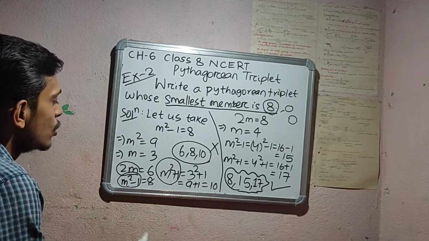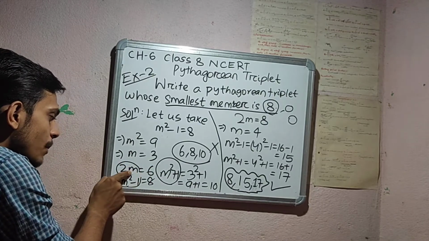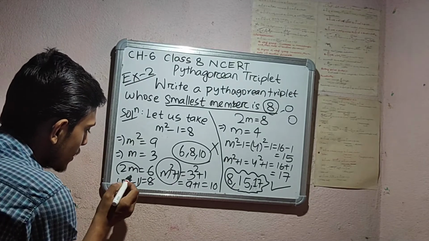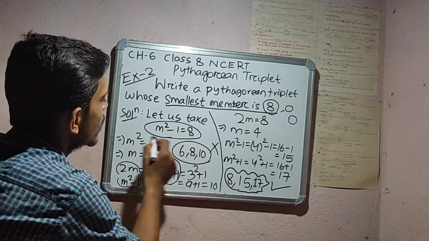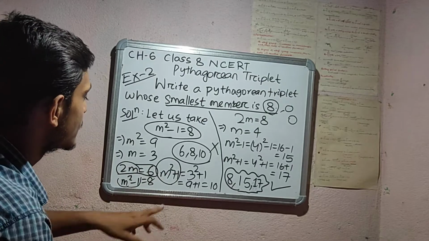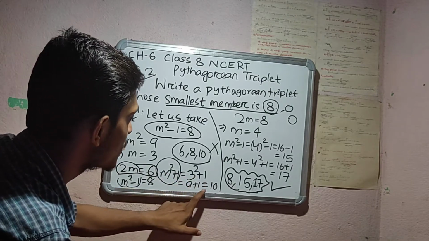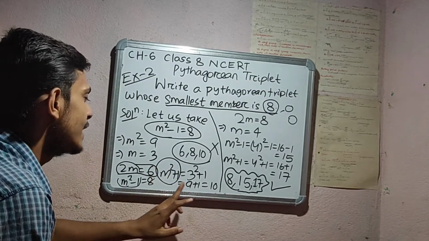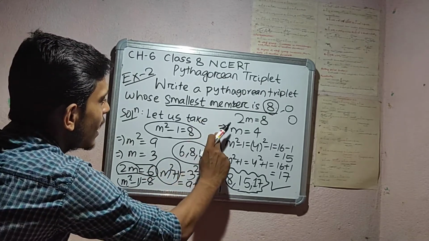If m equal to 3, then 2m equal to 6. Then m square minus 1 equal to 8, which we already took. Then m square plus 1 is 3 square plus 1, that is 9 plus 1, which is 10. So we have three numbers: 6, 8 and 10.